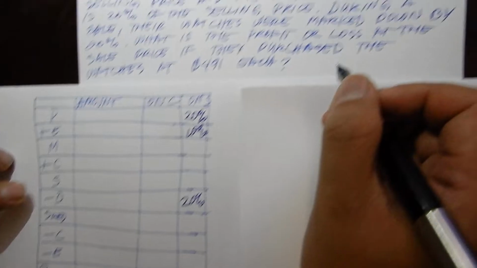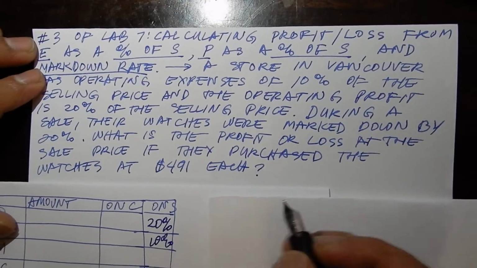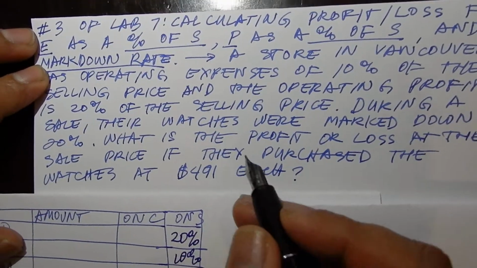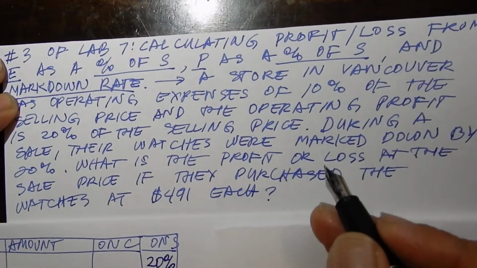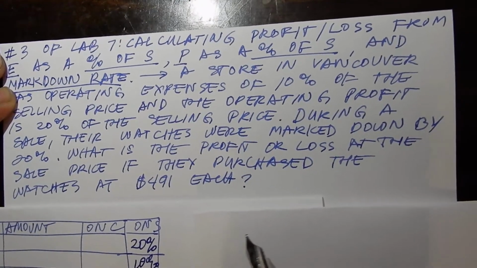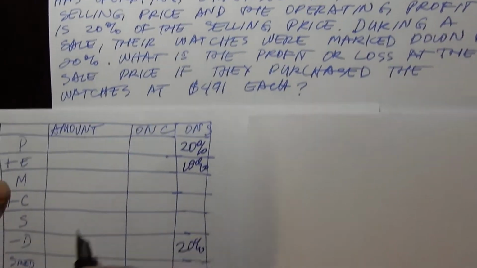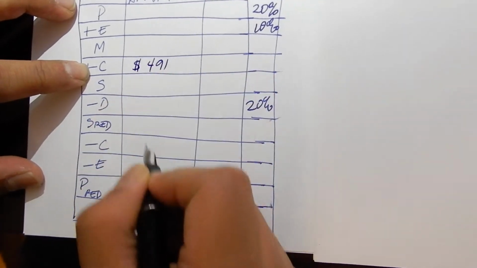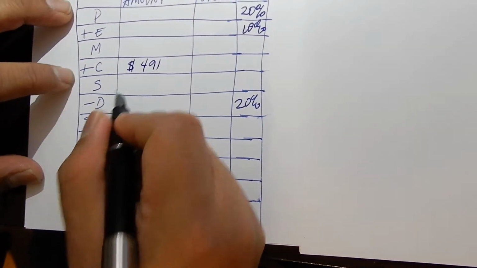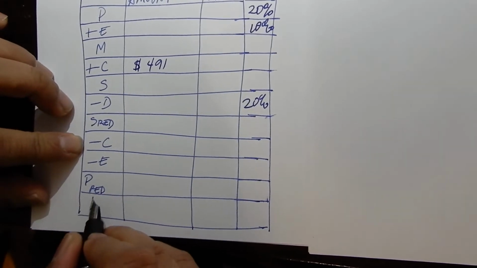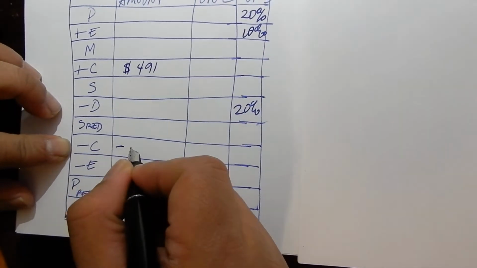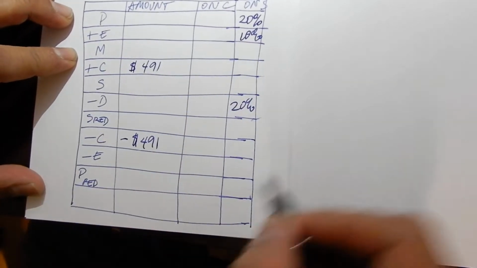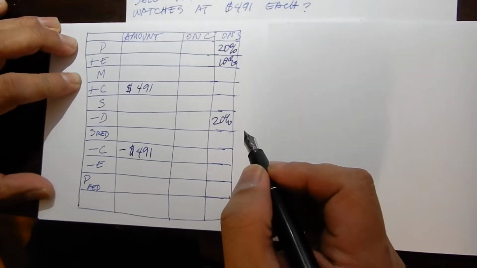The last thing we are given is the cost. We're told that they purchased the watches at $491 each. They being the owners of the retail store in Vancouver, the watch store. So $491 will be cost. So we put that in as a positive value up here, as a component of the selling price, and a negative value as a component of reduced profit. Okay, negative 491.